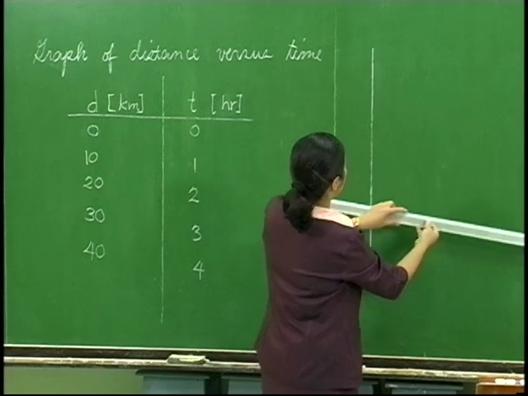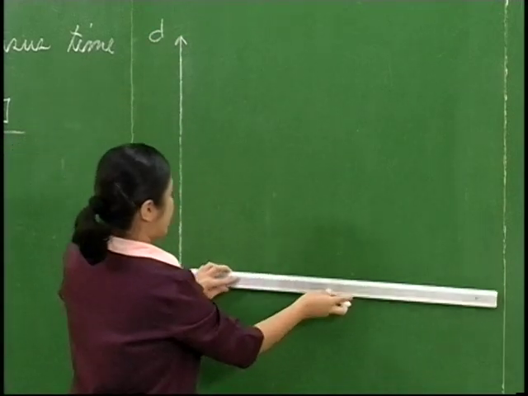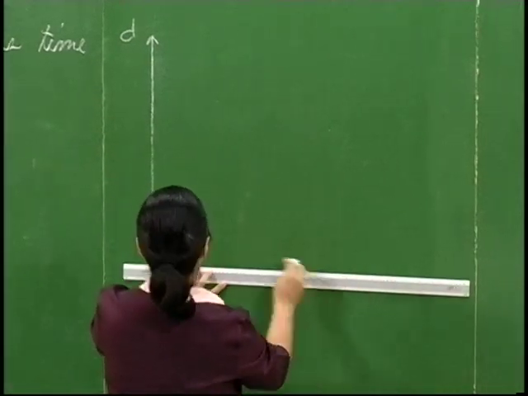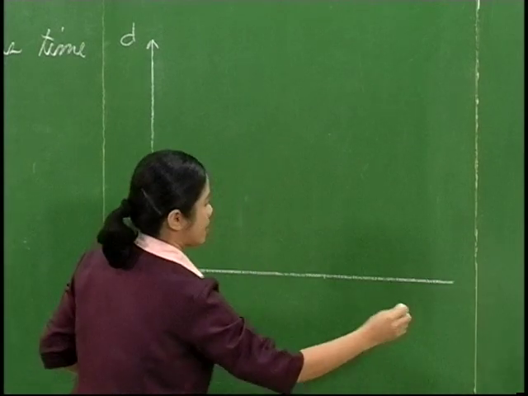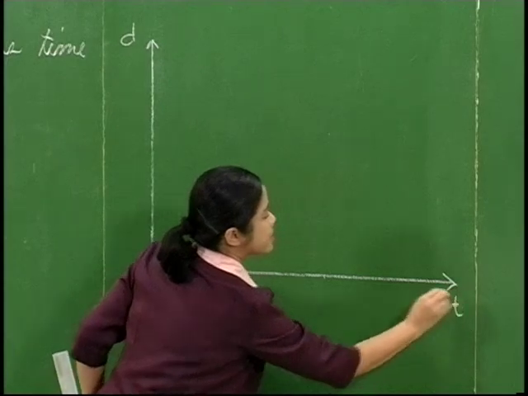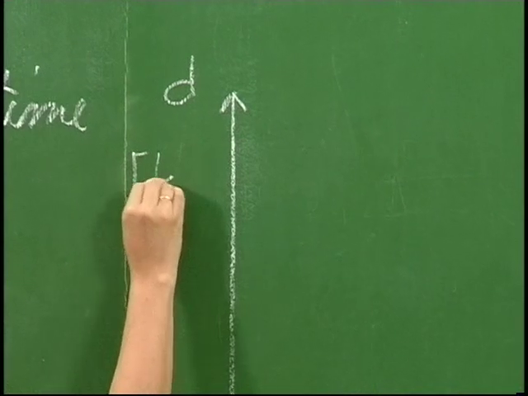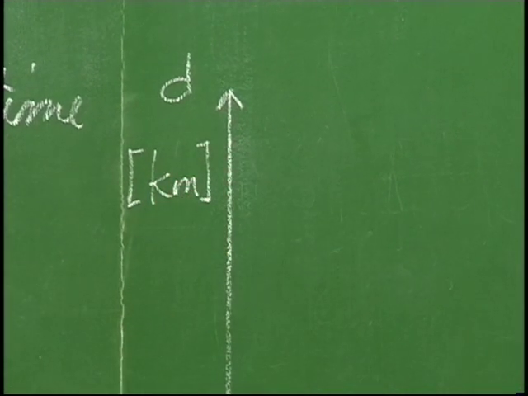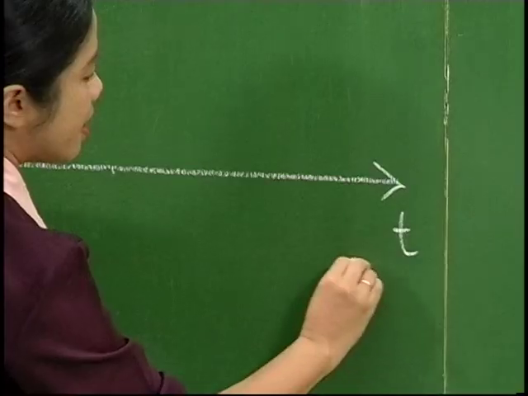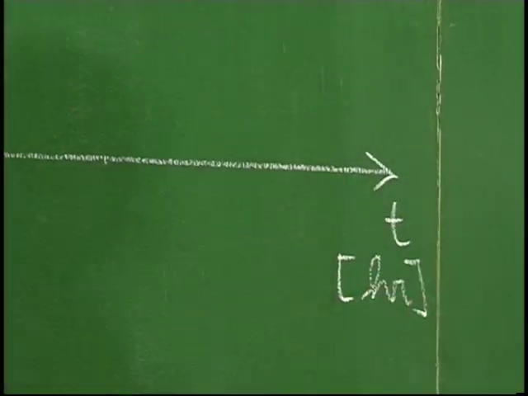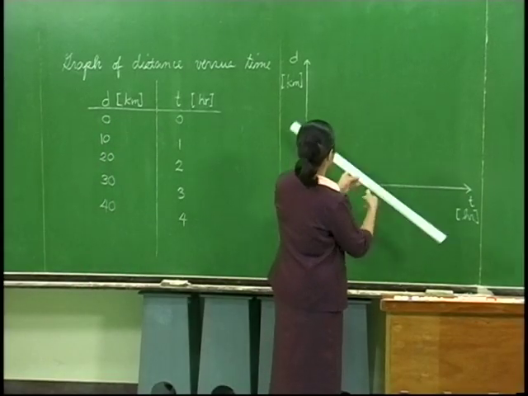So this is your vertical axis, because it's distance versus time. And you have your horizontal axis. So this is now your time. And we have to specify the unit. So for distance, we have kilometer. And for time, we use the unit hour. And let's mark off our intervals.